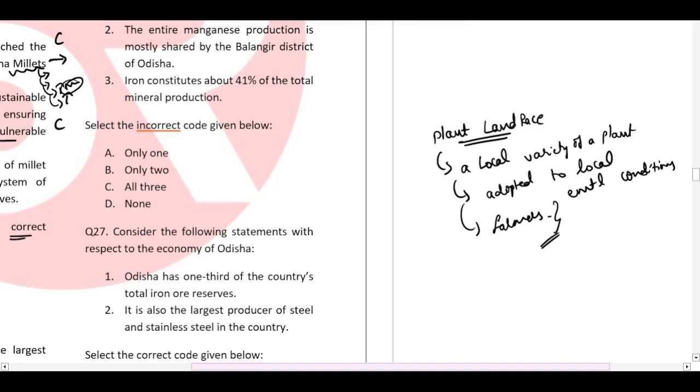So when we call a particular plant a landrace, it means that over the period of evolution, over multiple crops and generations, it has suited itself to the local environmental conditions, and the farmers are also growing that crop. This plant is not alien to the geographical conditions because it is well suited to them. It can easily grow there. Such plants which are suited to the local environmental conditions are known as plant landraces.